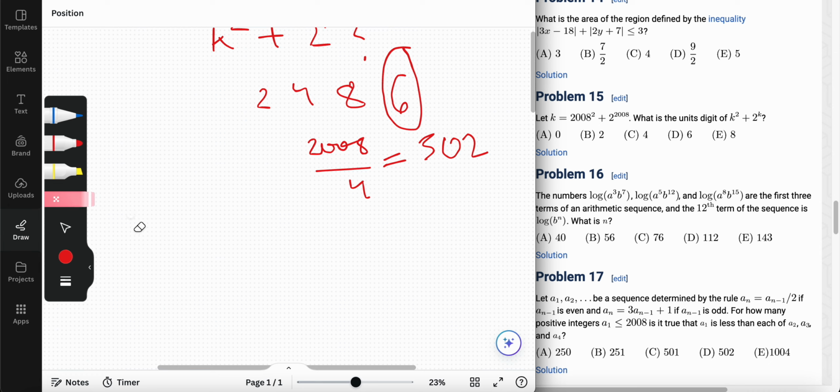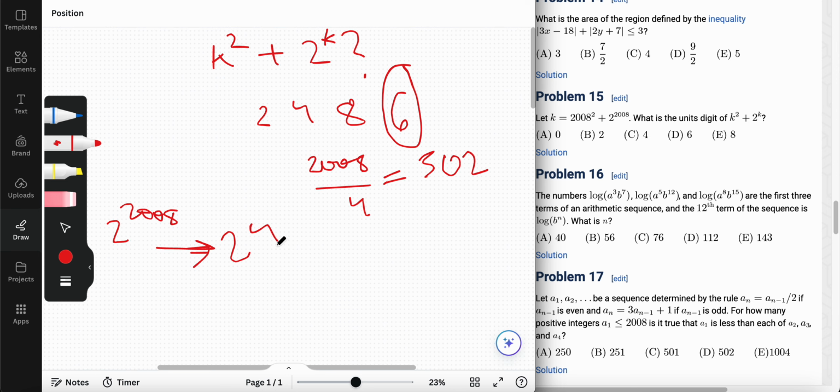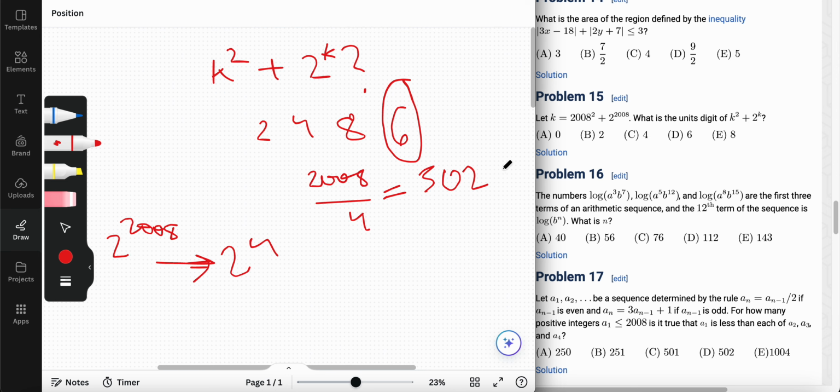Okay, and then we get 2008 squared. Let's think about that. So 8 squared is 64. 18 squared is, I believe, 324. 28 squared. Okay, so we've got to do 28 squared.